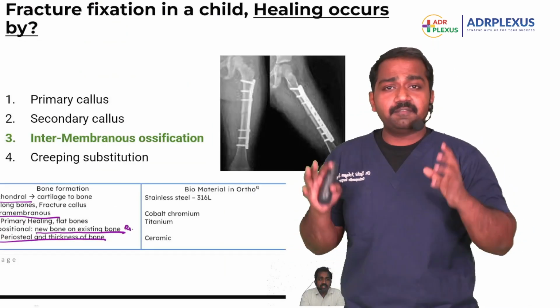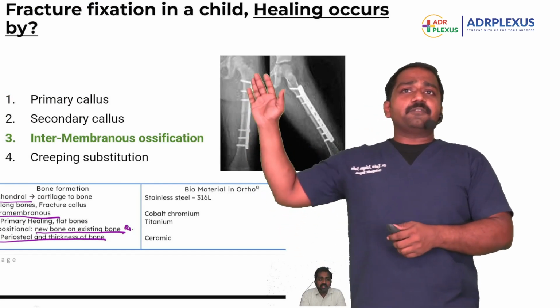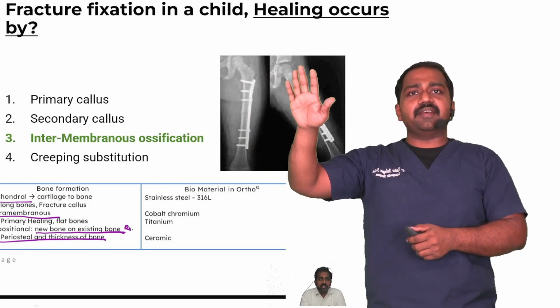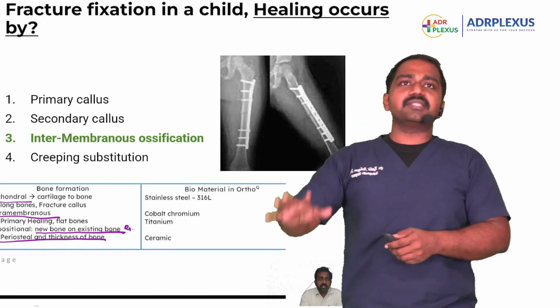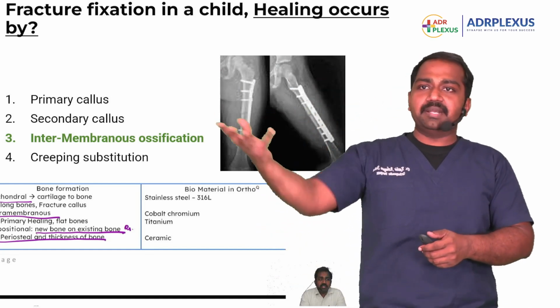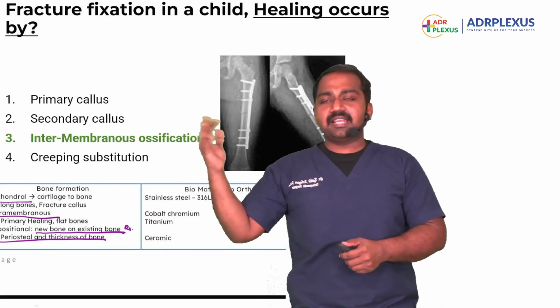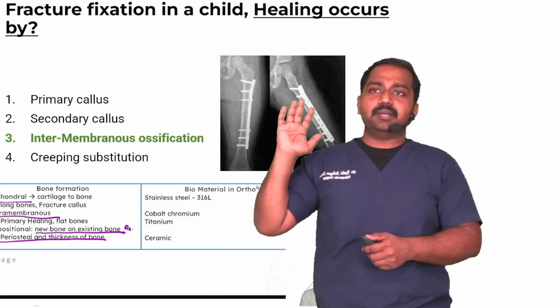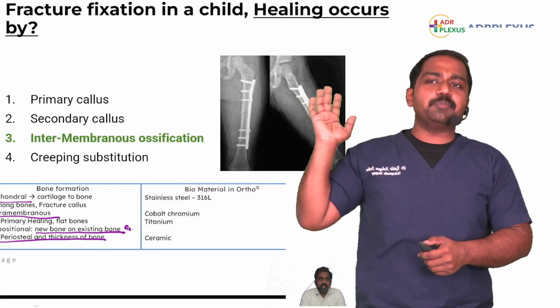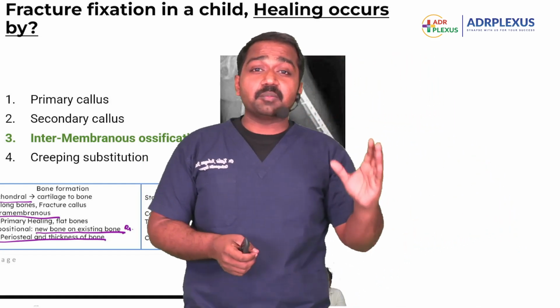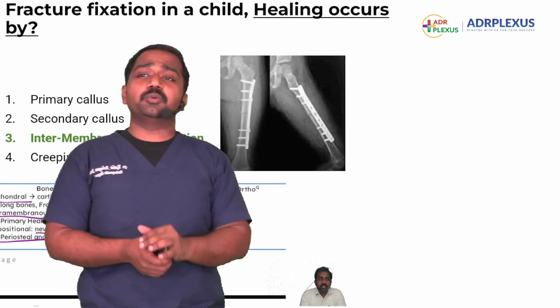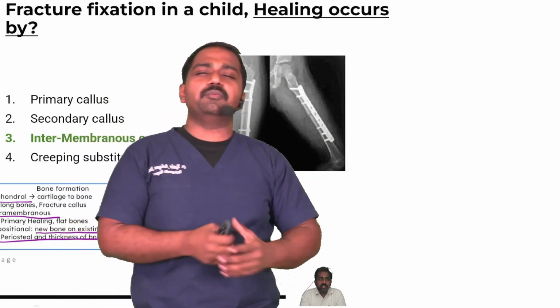The next question, very controversial. Fracture fixation in a child, and they have given you a plate and screw, and they have asked in what way the healing has happened. So whether it is through primary callus, secondary callus, intramembranous ossification, or creeping substitution. Guys, the answer to this question is from the first page of my workbook.